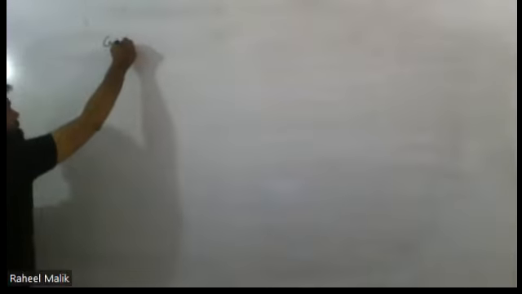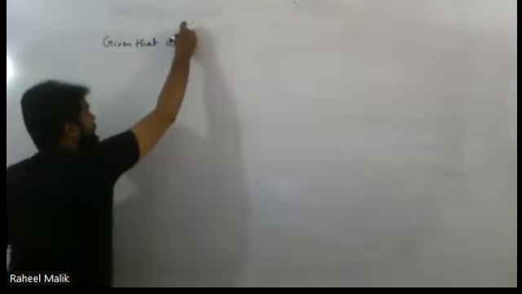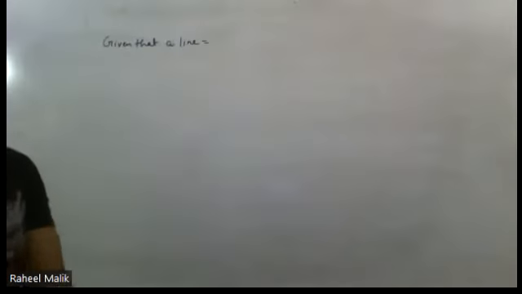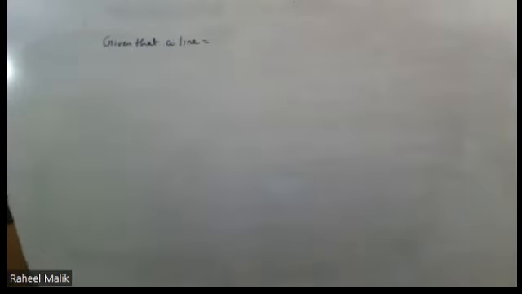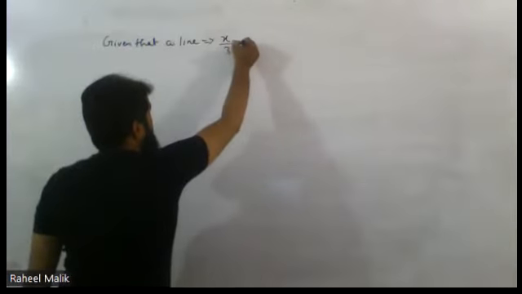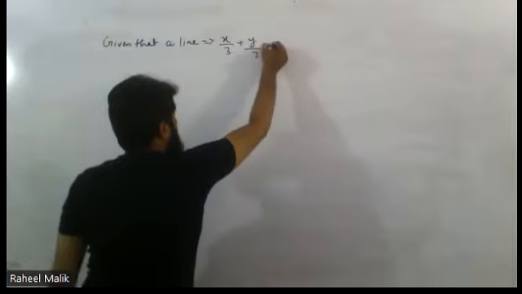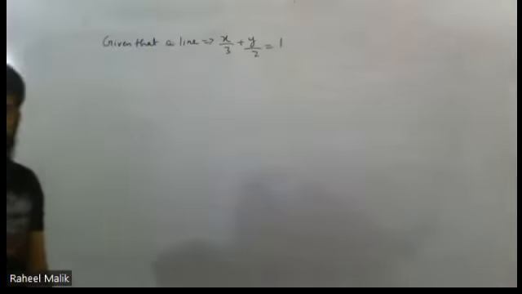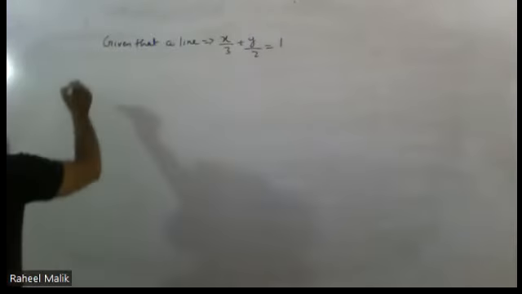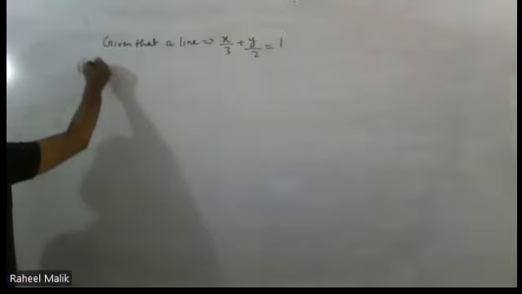We are saying that, given that, a line equation. They have given us a line equation, and what is the equation of the line they are giving me? They are saying x over 3 plus y over 2 equals 1. This is the equation of a line given.